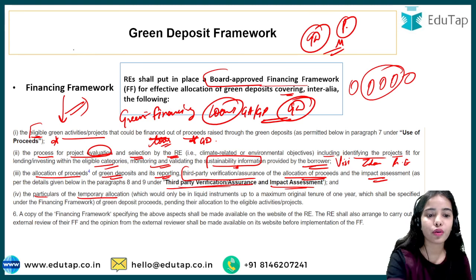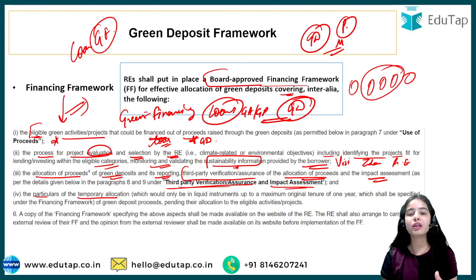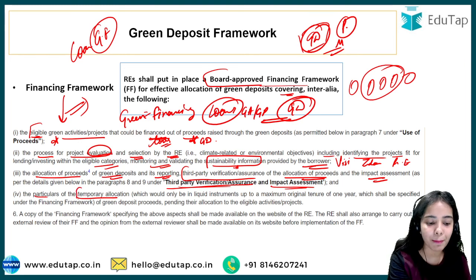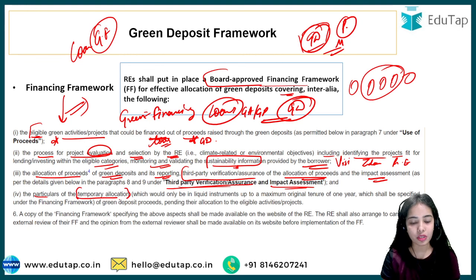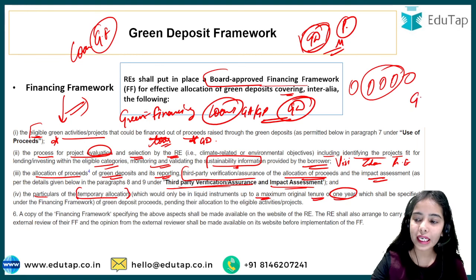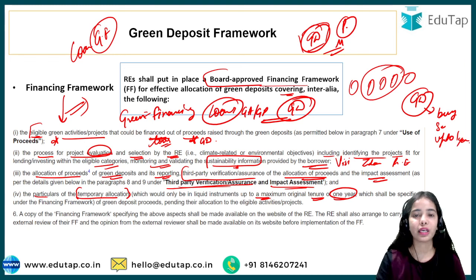So what happens is, when the loan for the green finance has to be done, this is a permanent allocation, but there is no good project that is coming up. So what will the bank do with these green deposits? They can do the temporary allocation of the green deposits, and that should be a maximum original tenure of 1 year. Okay, so the banks can use these green deposits to buy the securities that are up to 1 year, maximum up to 1 year. Okay, not more than that.